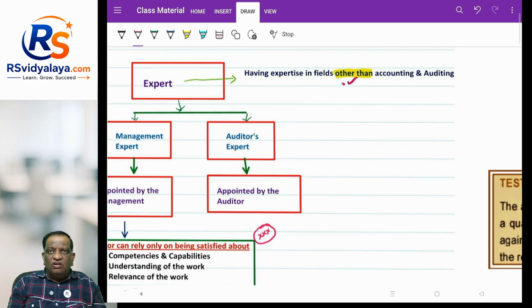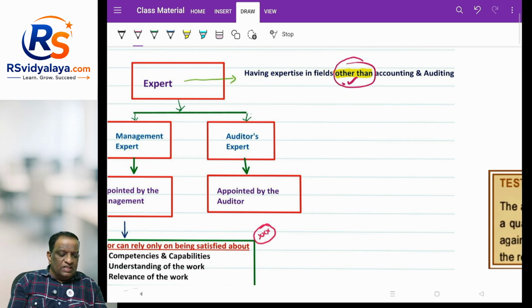Why are we excluding accounting and auditing? With regard to accounts and auditing, the CA himself, the chartered accountant, the auditor himself, is an expert. So, there is no need for him to rely on any other person. If the matter relates to accounting or auditing, he himself can judge it. But if the matter relates to anything other than this, then he may have to take expert knowledge. That is why we use the words other than.